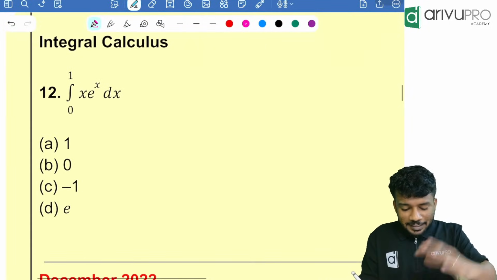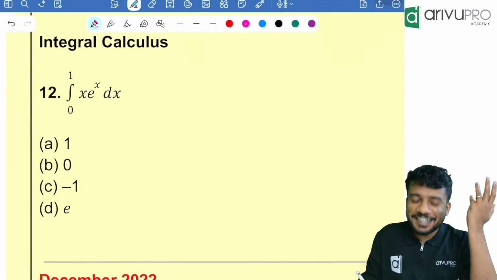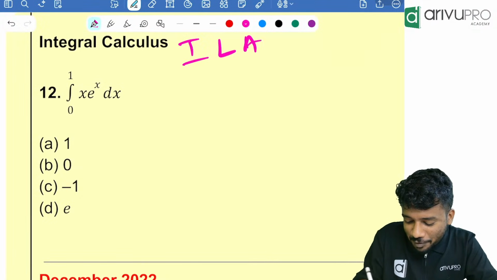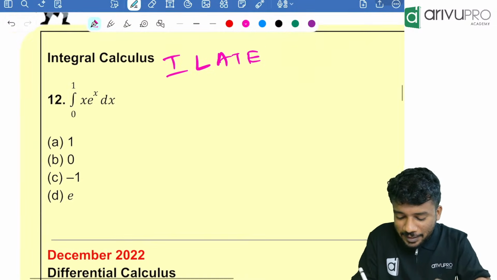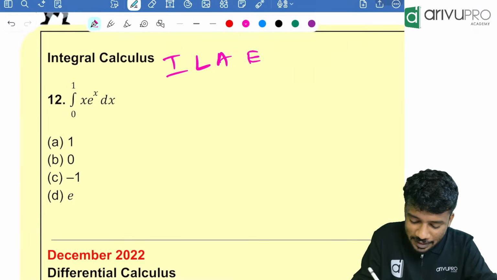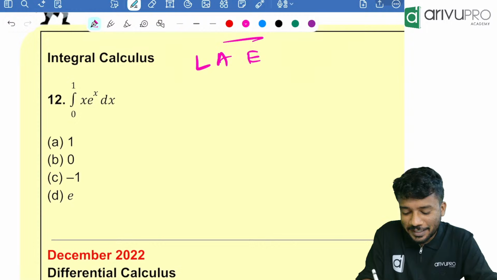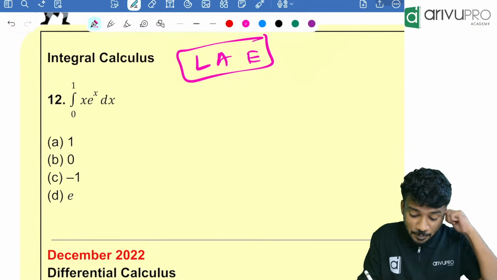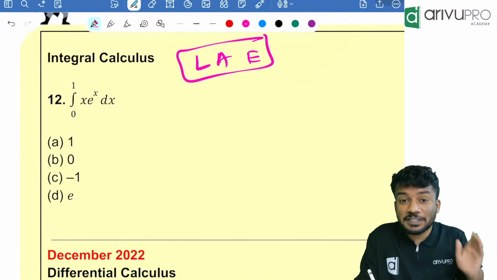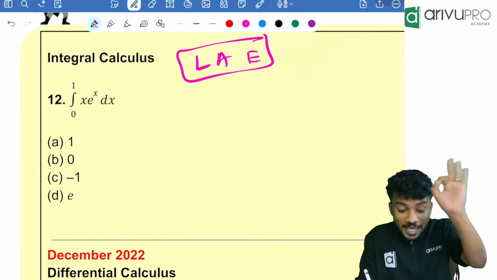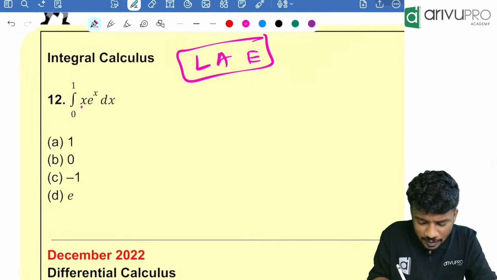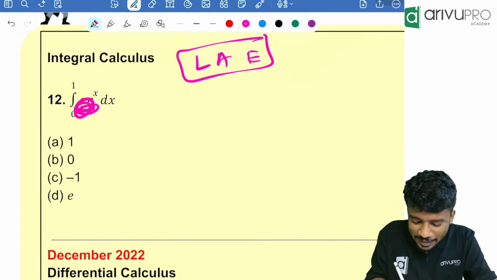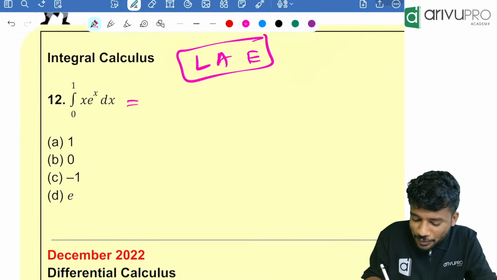Now, integral calculus: integral of x into e raised to x. You know the form, right? ILATE form. Now for you guys, trigonometry function is not there and inverse trigonometry function is not there. So LAE form. So who should be given preference? The first preference for logarithmic, second preference for algebraic, and third preference for exponential. Here algebraic is there, then exponential is there. So how to do the integral? The integral by parts.